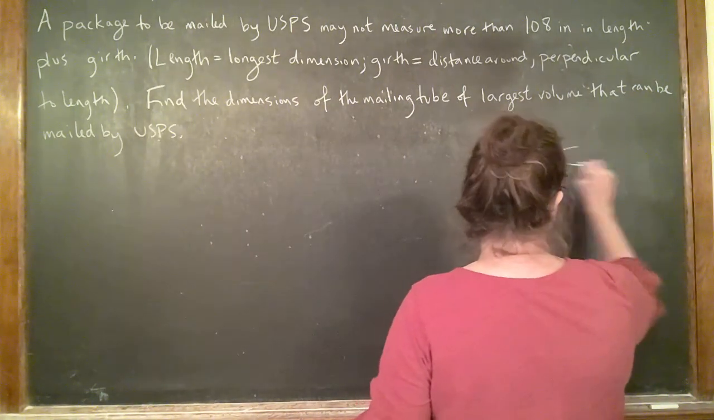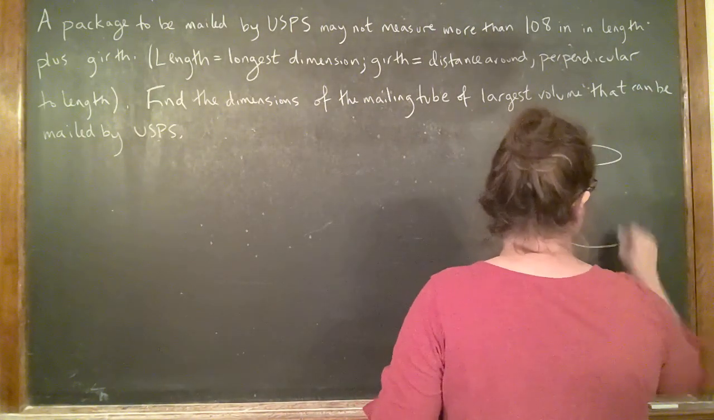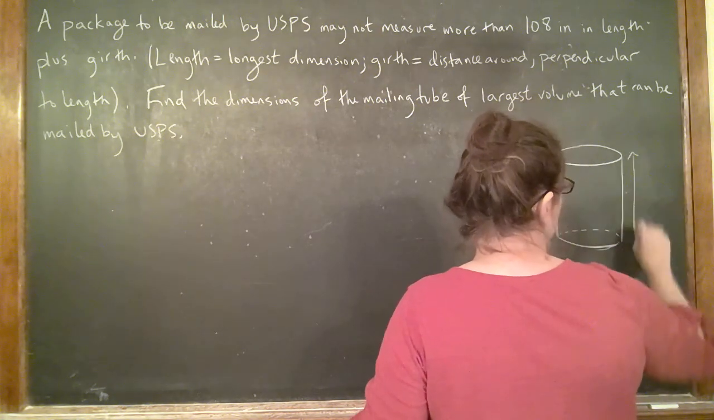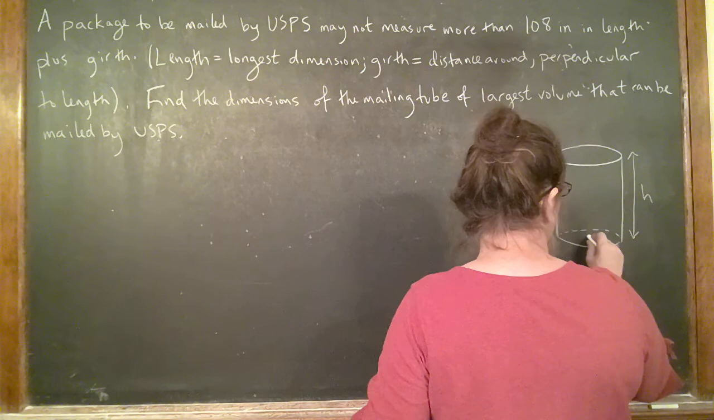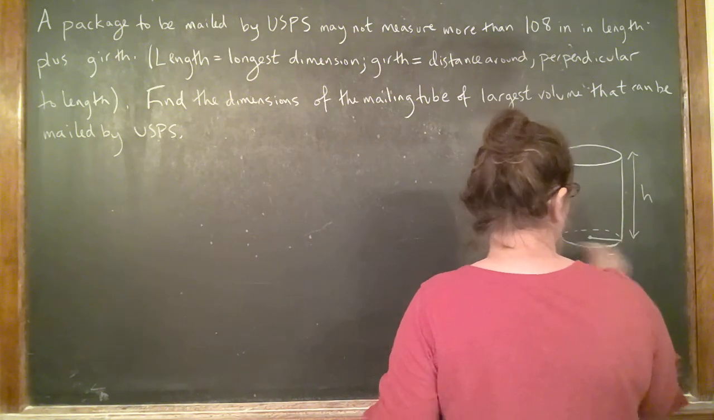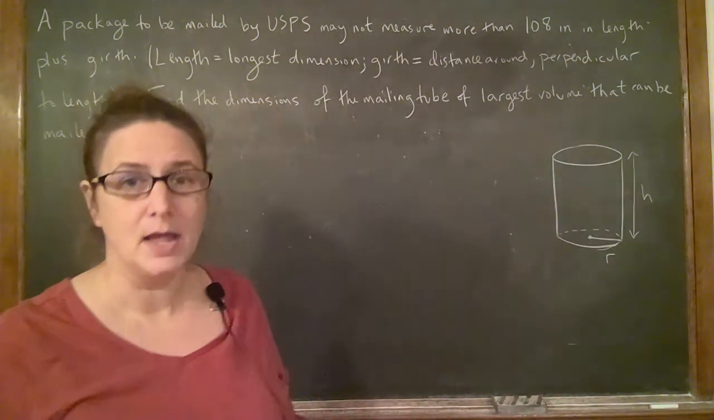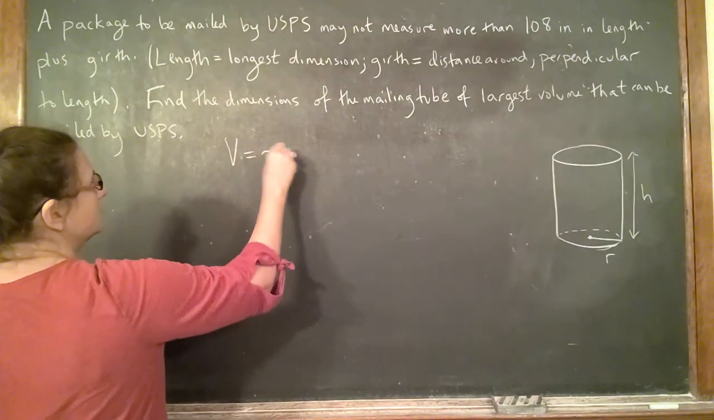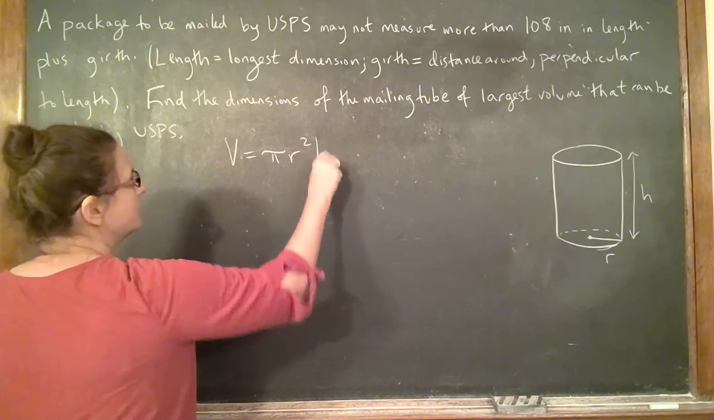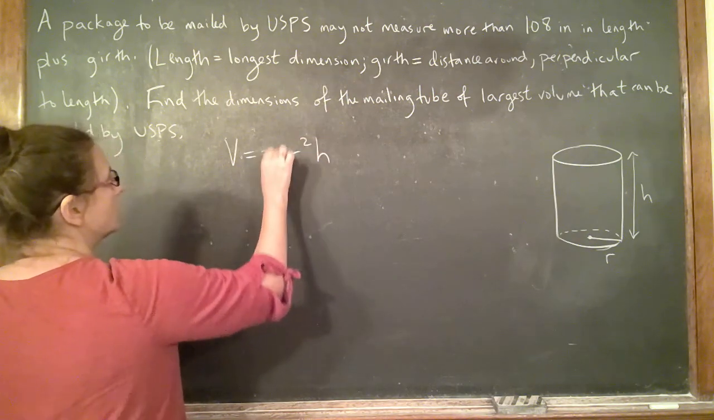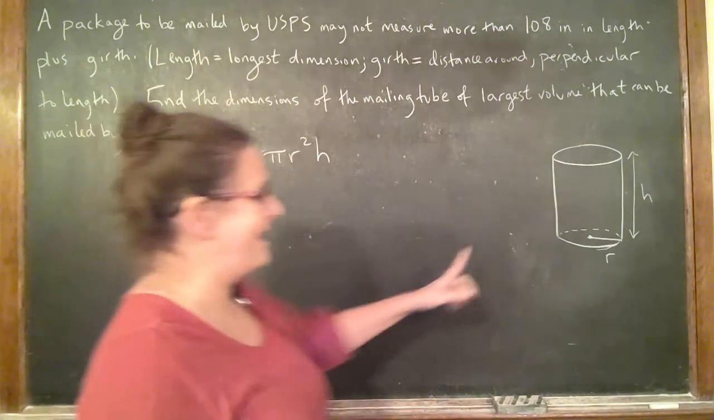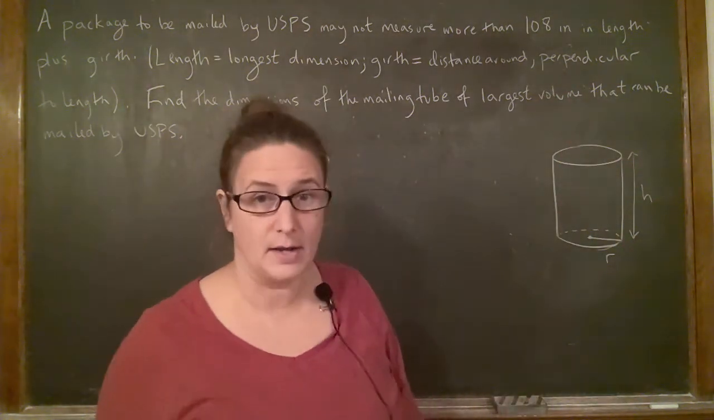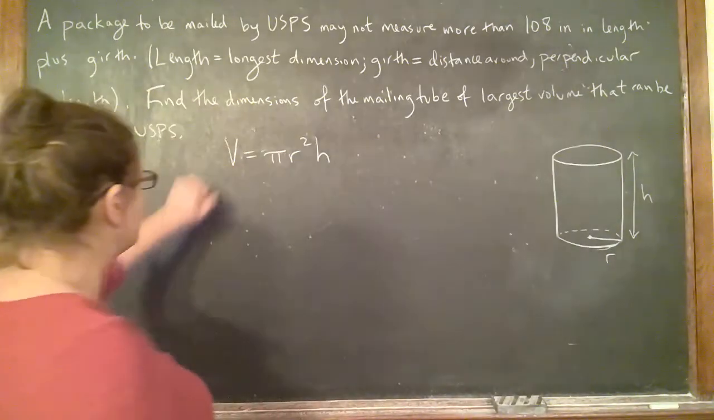So our standard cylinder looks like this, of course, and we usually use height h and radius r. And what's the volume of a cylinder? The volume of the cylinder is pi r squared h, because we take the area of the circle and multiply it up through the height. So that's our volume.